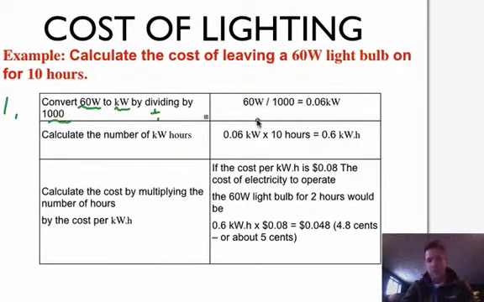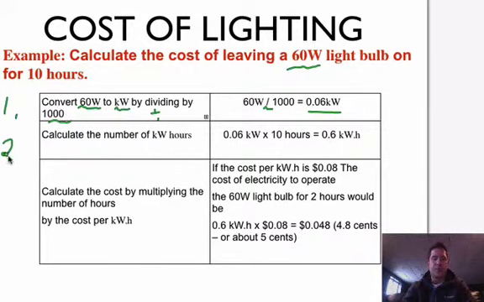Now I'm going to show me doing that over here. Sometimes this symbol right here also means divide. If you see that symbol, it means divide. So 60 watts divided by 1,000 is going to leave me with 0.06 kilowatts. I've divided by 1,000. I've converted my 60 watts from my equation into kilowatts.